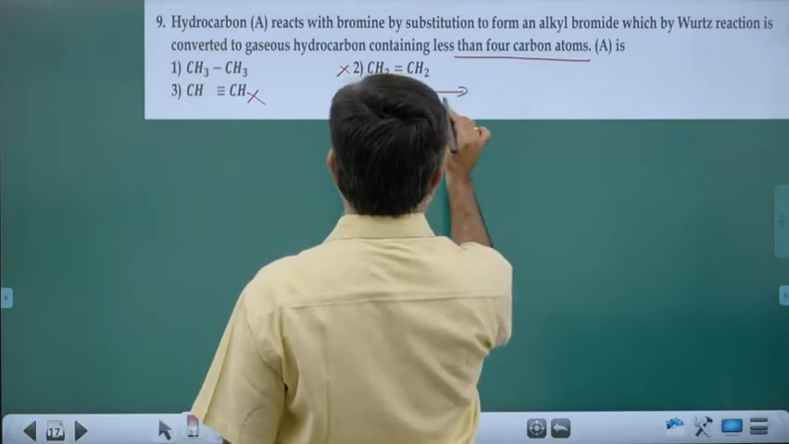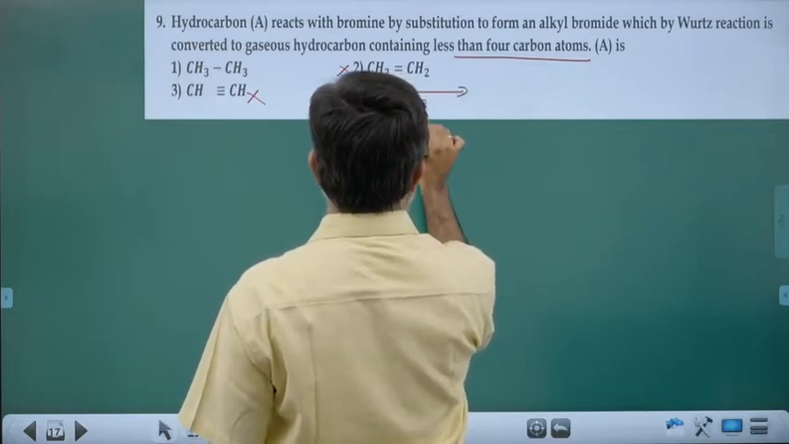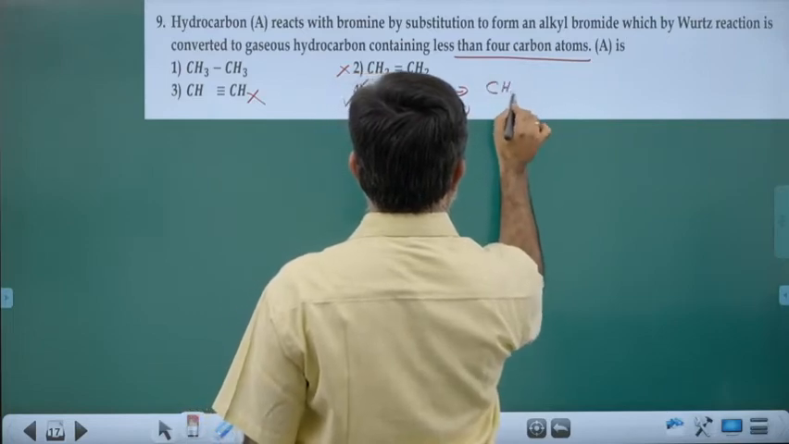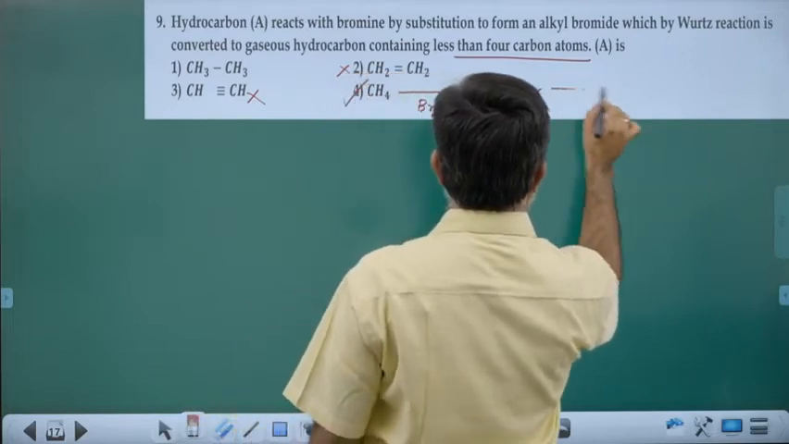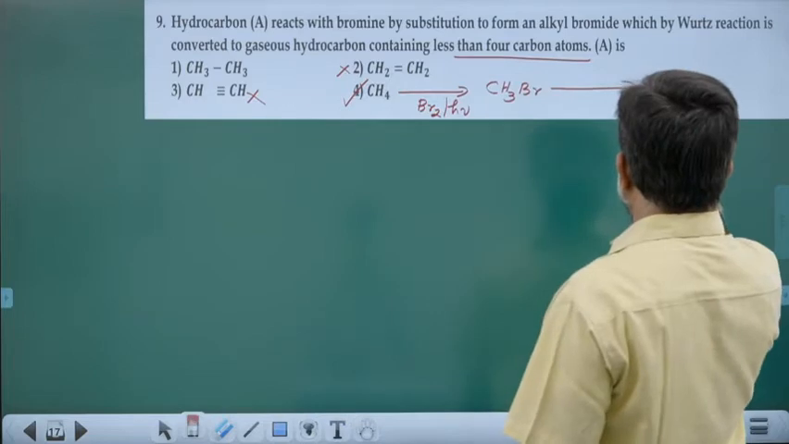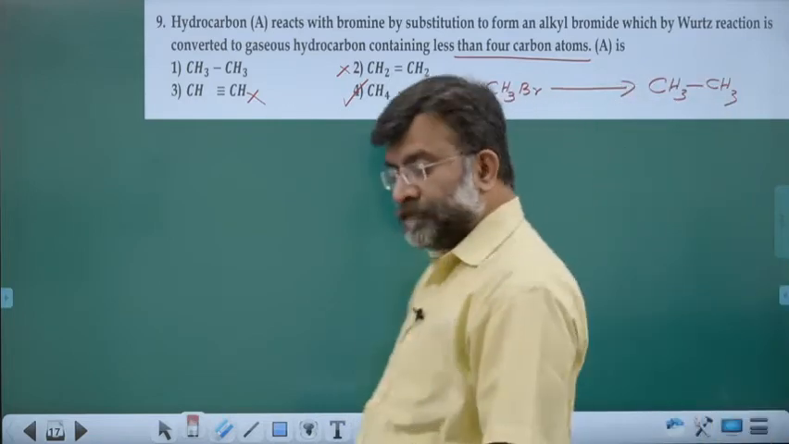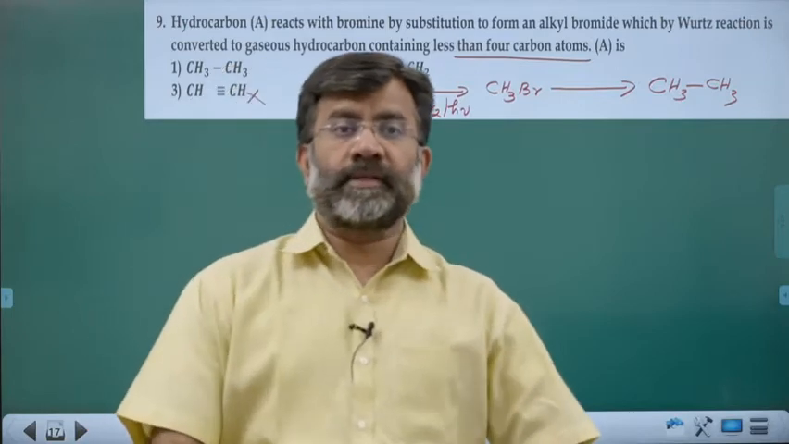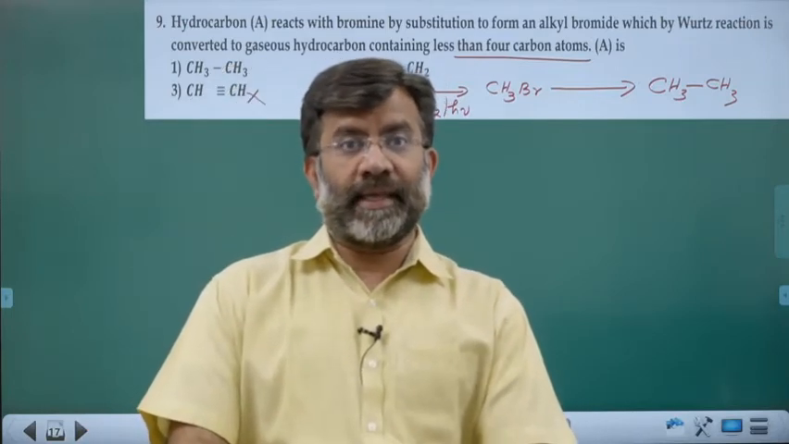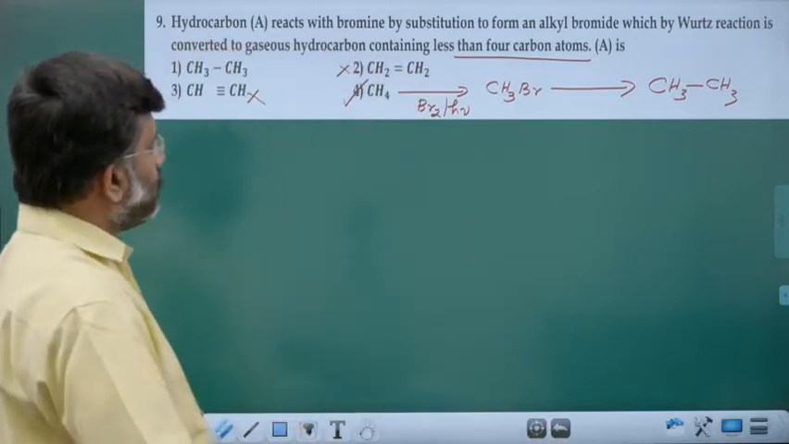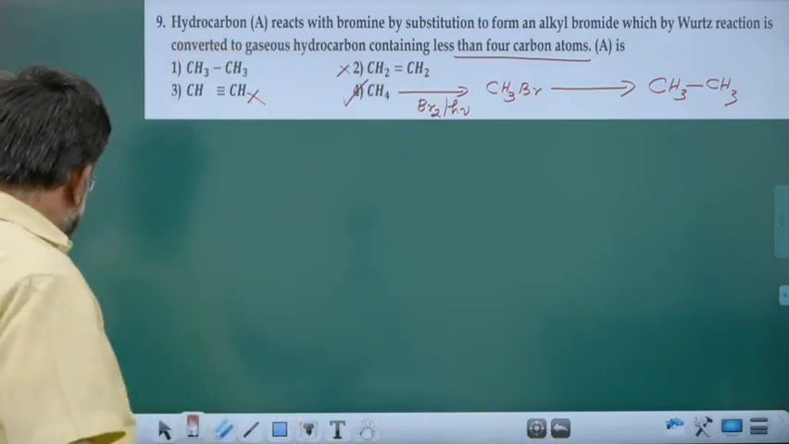This undergoing bromination, you will be getting, just imagine, CH3Br, which undergoes Wurtz reaction, you will get ethane. So the answer is the fourth choice.